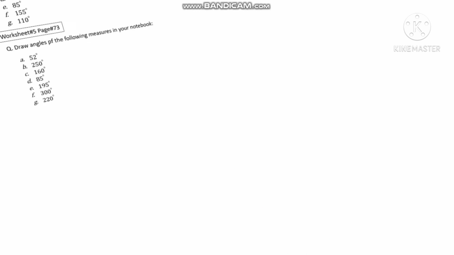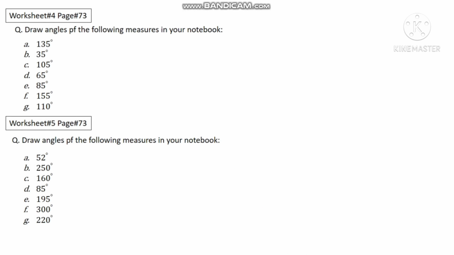Okay students, now worksheet number 4, page number 73. The question is: draw angles of the following measures in your notebook. You have to construct these angles by using a protractor in your notebook. Do these questions yourself. Also worksheet number 5, do this worksheet yourself.